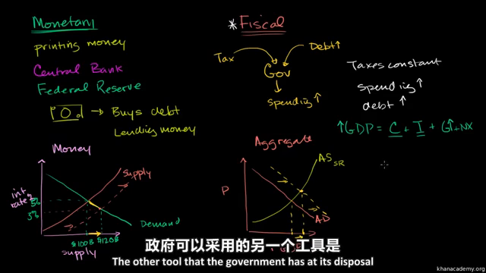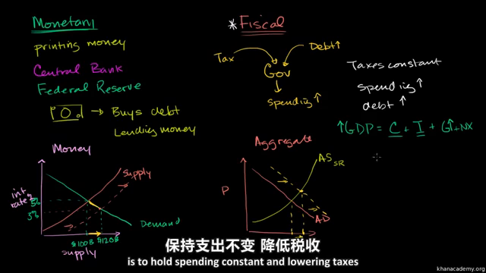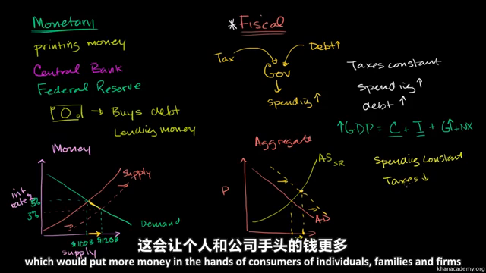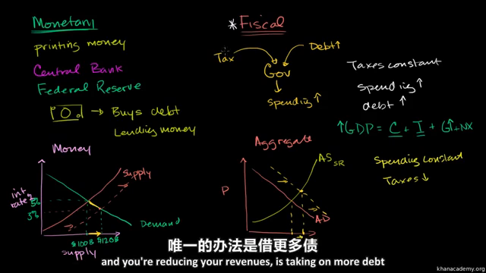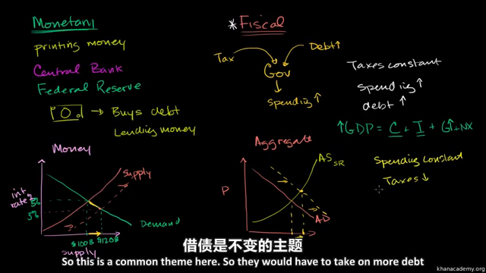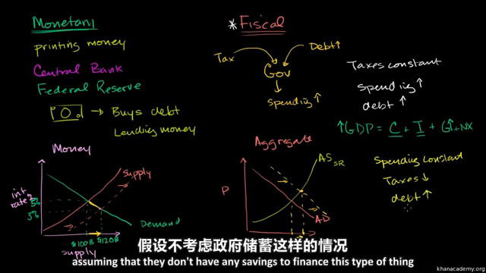The other tool that the government has at its disposal is to hold spending constant and lower taxes. Which would essentially put more money in the hands of consumers, of individuals, families, and firms. And once again, if you hold spending constant and you're reducing your revenues, the only way that they could do that is, once again, taking on more debt. So this is a common theme here. So they would have to take on more debt, assuming that they don't have any savings to eat up to finance this type of thing.